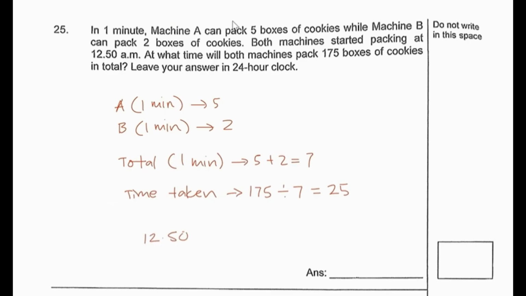So since they started at 12:50 a.m., let's do a timeline. 25 minutes later, it will be 1:15 a.m. Okay, 12 a.m. is midnight. So this is the midnight. And in 24-hour clock, 12 a.m. is 0000. So 1 a.m. is 01. Sorry, that's a 1. Okay, 0115. So you need to know your conversion.